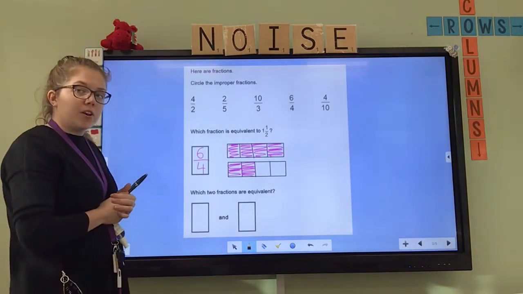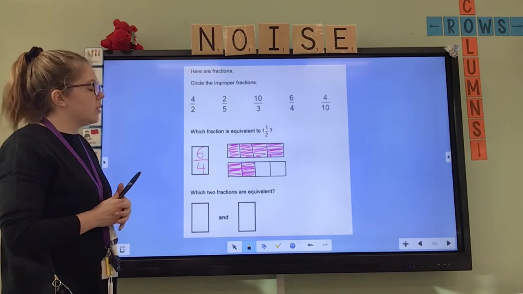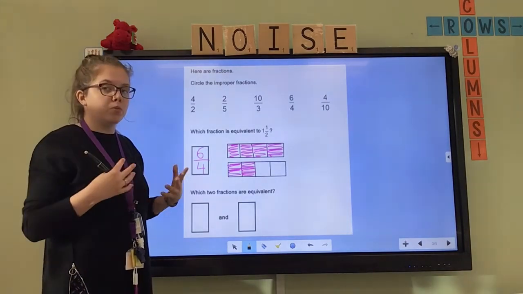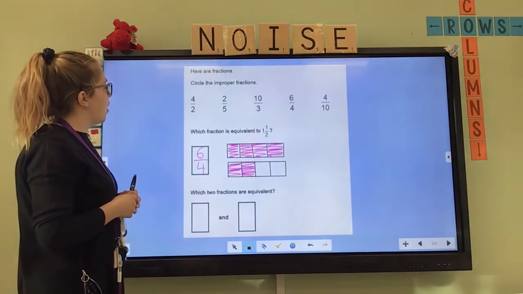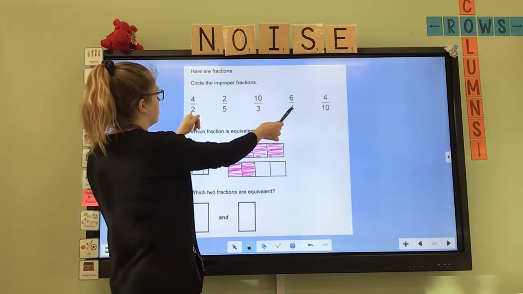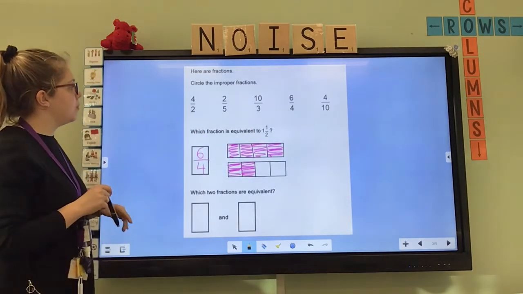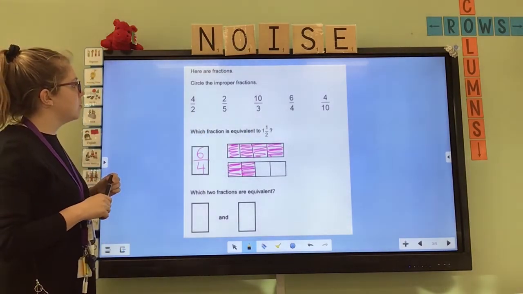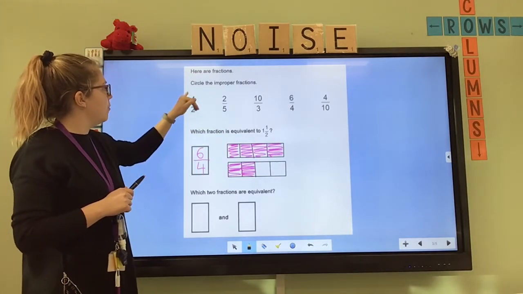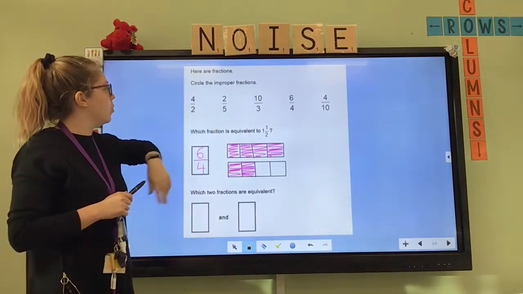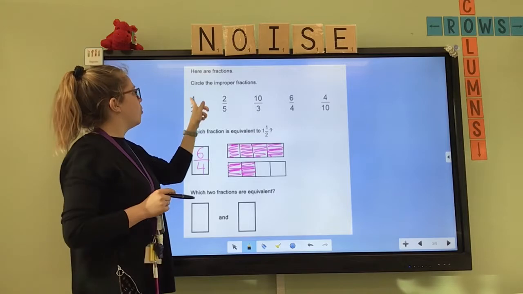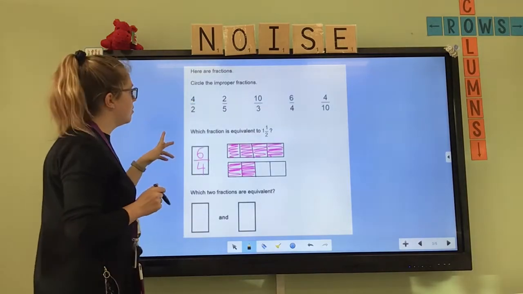Pause the video and have a go yourselves. So, when we're looking for equivalent fractions, we're looking for multiples of the same number. So I need to look at my relationship. I need to think 2 and 4 share common multiples. In fact, 4 is a multiple of 2, but 4 halves, 6 quarters. 2 times 2 is 4. 4 times 2 is not 6, so it's not those two.